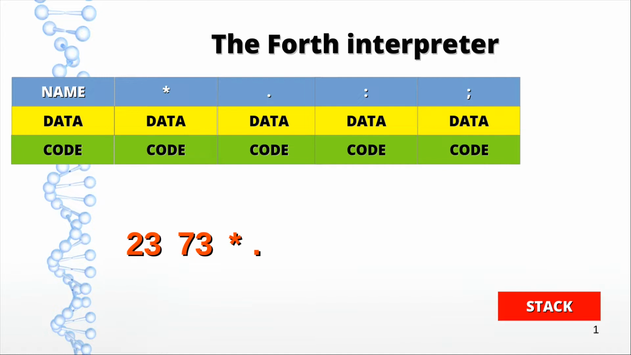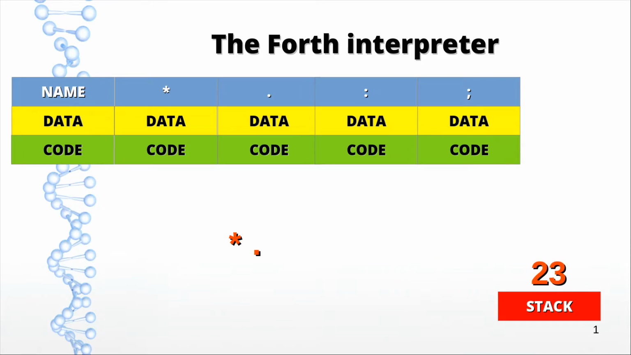Forth has a structure called a dictionary. Every word in the dictionary can consist of a bit of code and/or data. It is searched when the token has been parsed. In the case of 23, it doesn't match anything, so it is converted to a number and thrown on the stack.